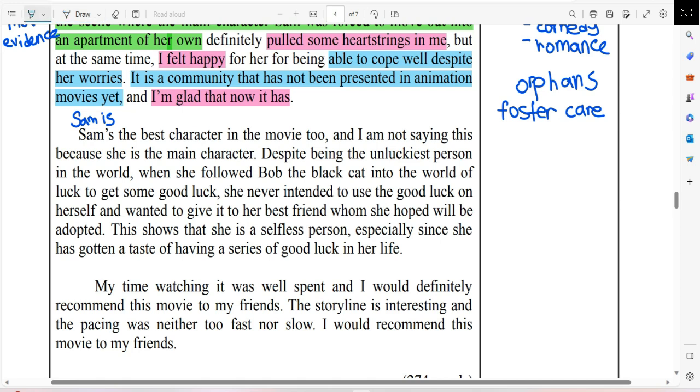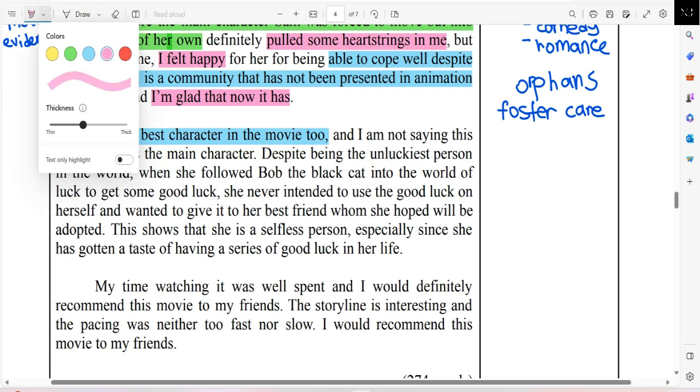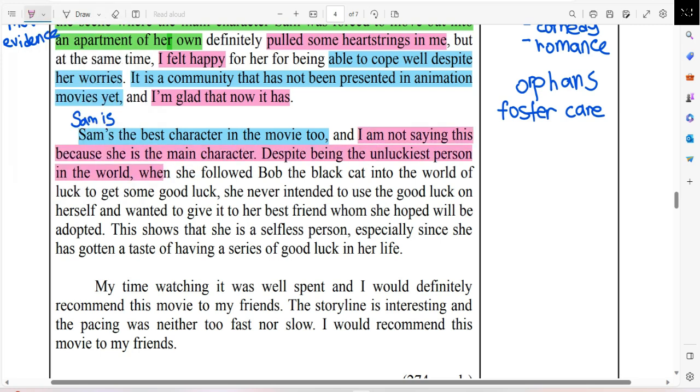Now here we have mentioned why we say Sam is the best character. Sometimes in movies, we see the side characters end up being the favorites of the audience. Like in Attack on Titan, the favorite character of most people is actually Levi. So we can just mention that this is the main character in the movie.